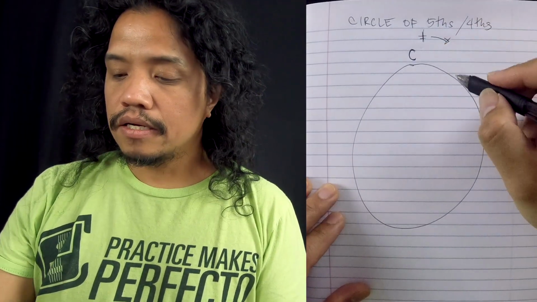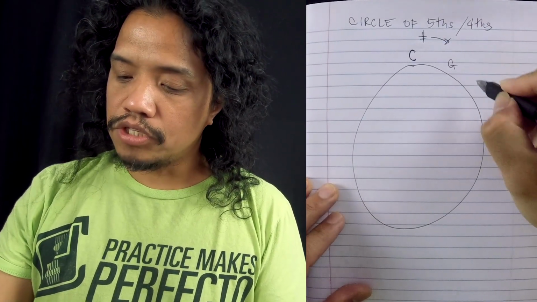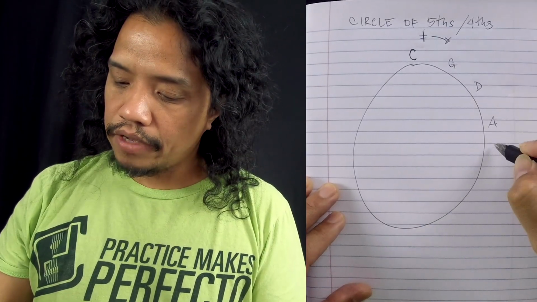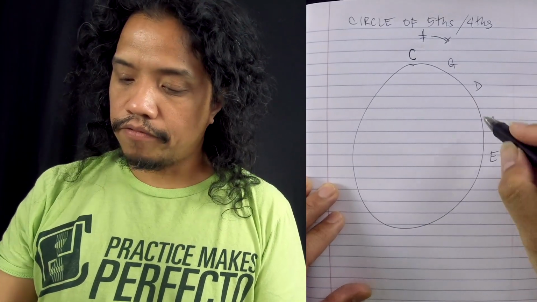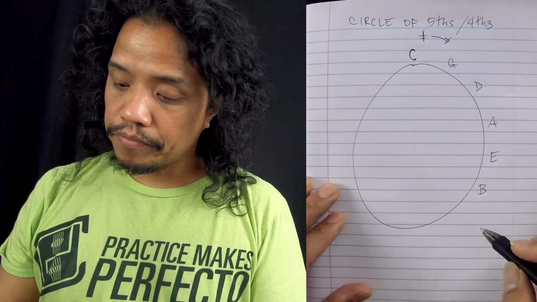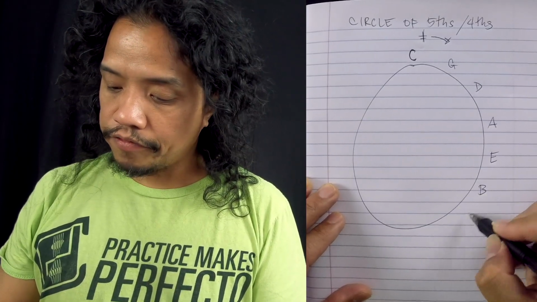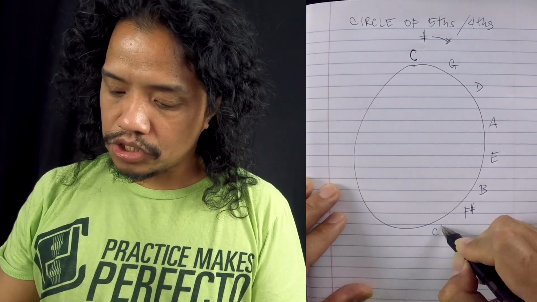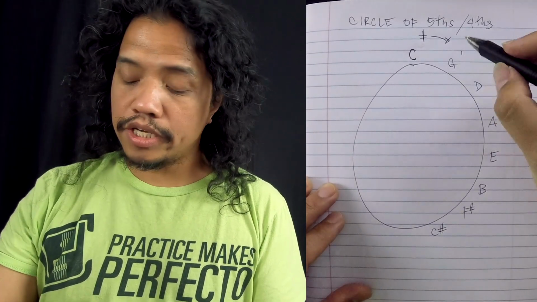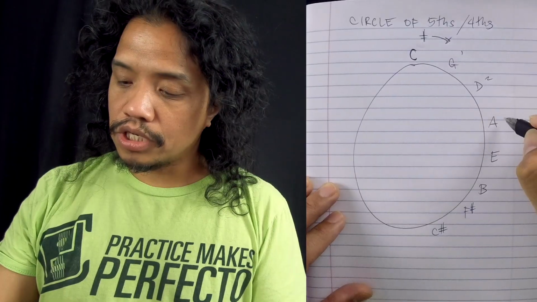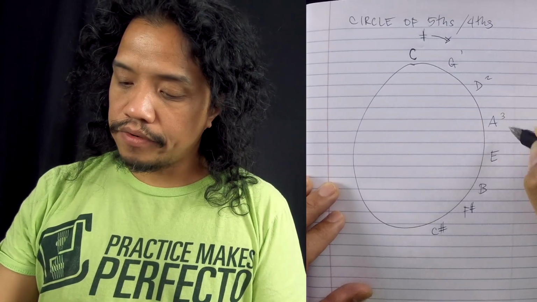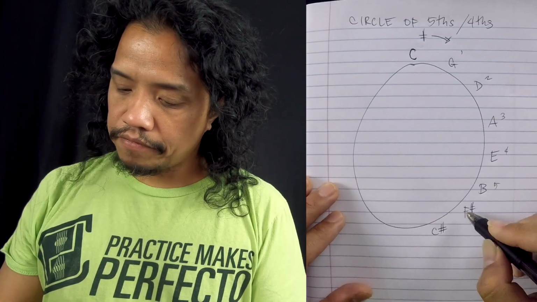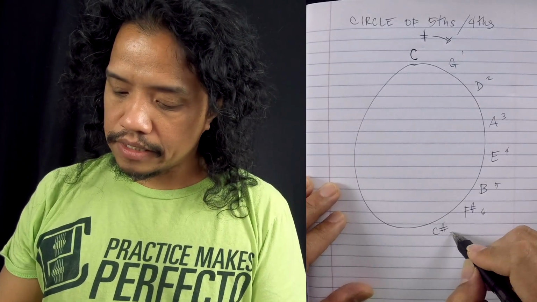So C, fifth note is G, from G, fifth note is D, from D, fifth note is A, from A, fifth note is E, from E, the fifth note is B, then fifth of B is F sharp, and the fifth of F sharp is C sharp. And as you move along, G has 1 sharp, D has 2 sharps, A has 3, E has 4, B has 5, F sharp has 6, C sharp has 7.